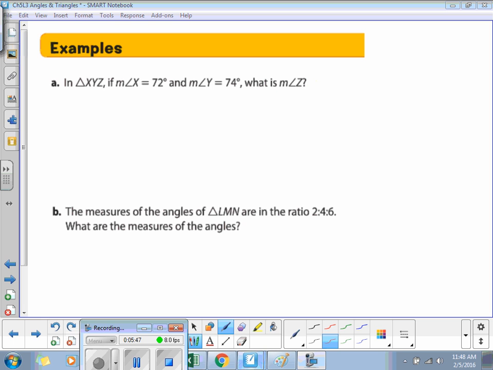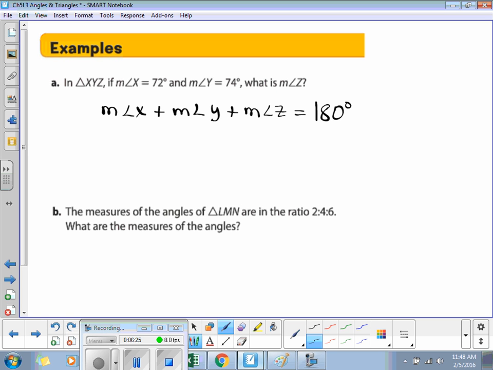So, in this example, we have triangle XYZ. The measure of angle X is 72, the measure of angle Y is 74, and we want to find the measure of angle Z. Okay? When we add the measure of angle X plus the measure of angle Y plus the measure of angle Z, what are we going to get? 180 degrees.